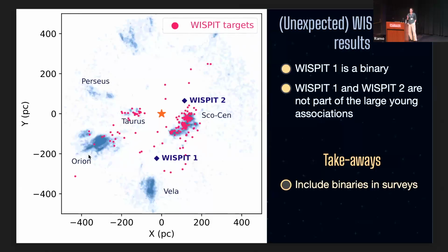And then secondly, I think the reason that WISPIT 2 has gone unnoticed for so long is because it's not part of a cluster. So for the future, we should really make sure to also include field stars in direct imaging surveys when we're looking for both planets and specifically also embedded planets.